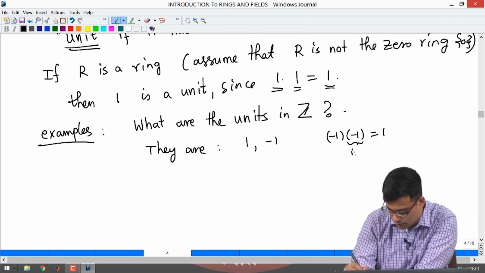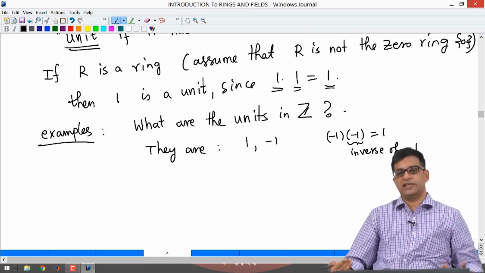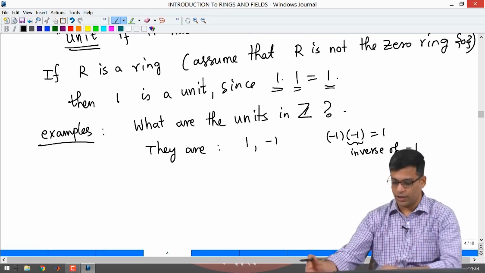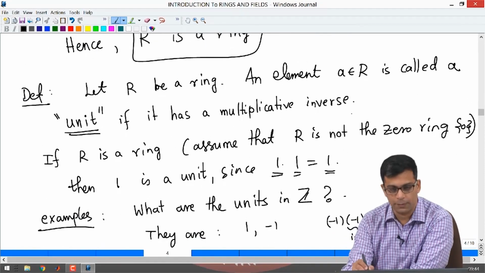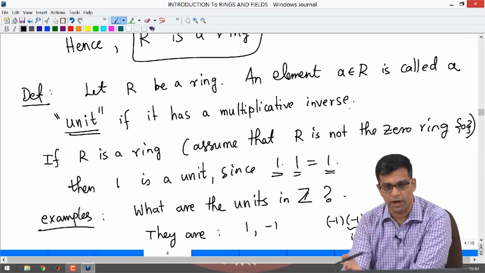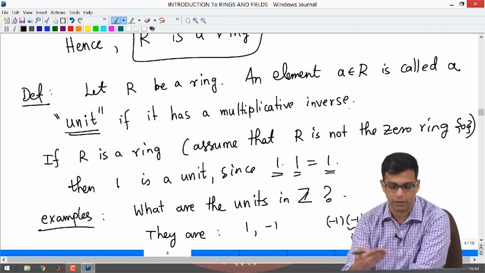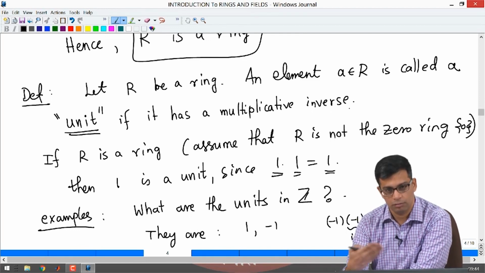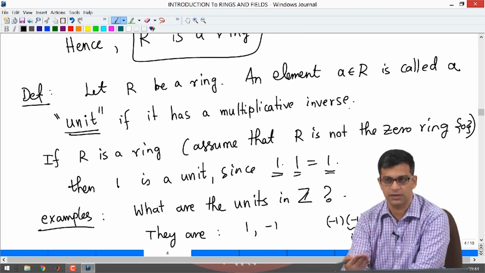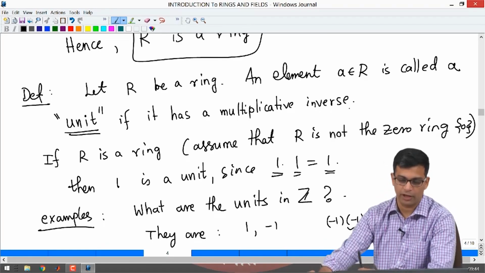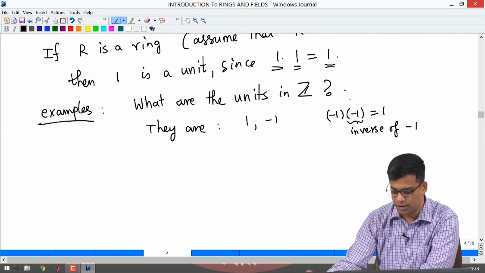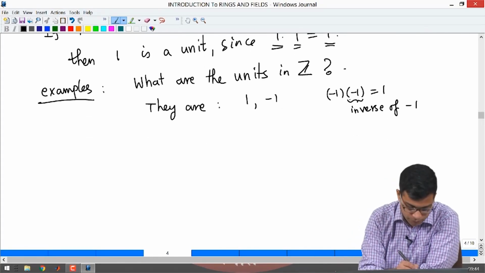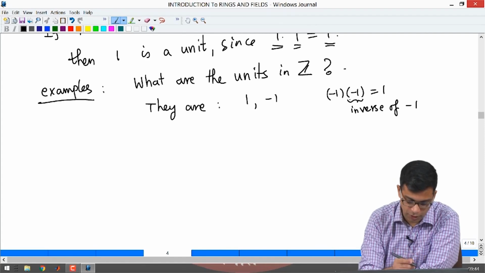So minus 1 is the inverse of itself. What is multiplicative inverse? I should have mentioned that earlier. Multiplicative inverse is an element that you multiply to get 1. So multiplicative inverse means, just in the group sense, inverse is any element such that when you multiply you get the multiplicative identity. So minus 1 is a unit because minus 1 times minus 1 is 1, but there are no other units.